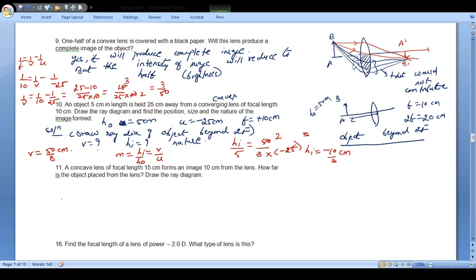Now see, you are getting V as plus 50 by 3. So where did you get it? On the other side. So it implies it is real and inverted. So it is real and inverted. Height of the image is this.